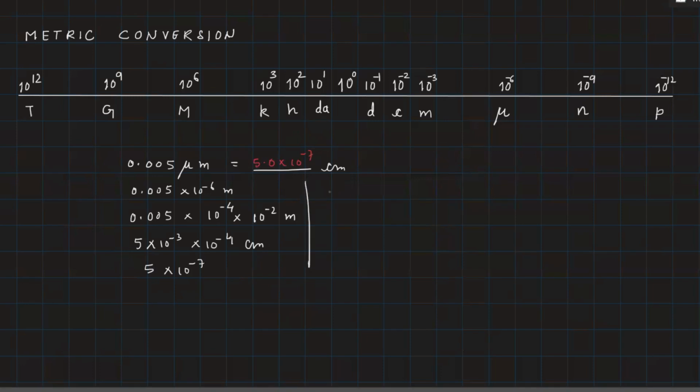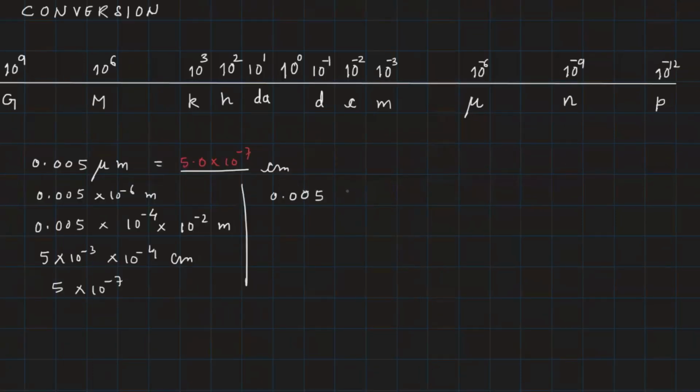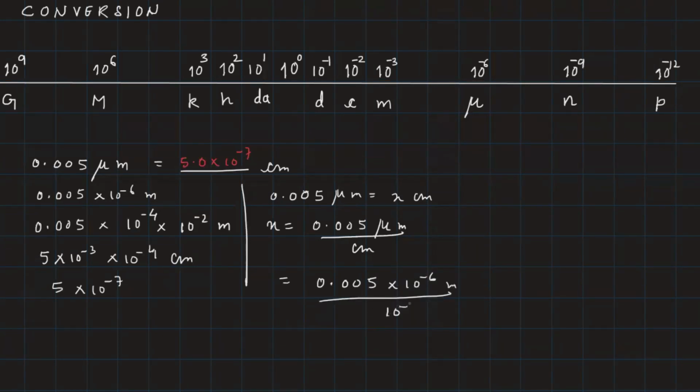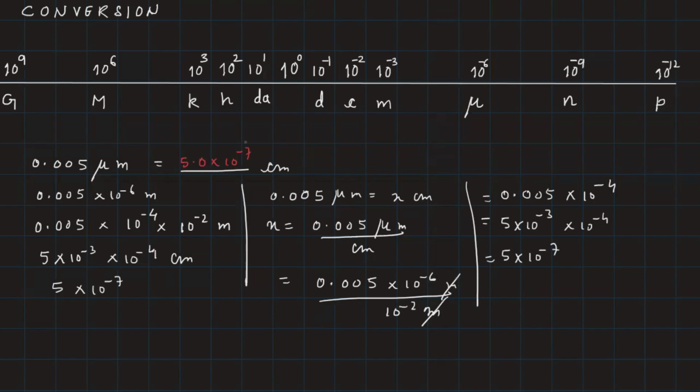If I do it the other way, 0.005 micrometer is x centimeter. So x is 0.005 micrometer over centimeter. 0.005 micro is minus 6 meters and centimeter is minus 2 meters. Meter and meter get cancelled. You have 0.005 and this is minus 4 because minus 2 goes up, becomes plus. And I write 5 as minus 3 and minus 4. So this becomes 5 into 10 to the power minus 7.